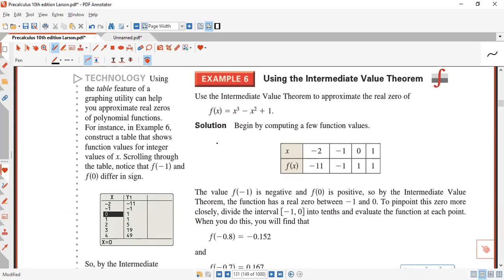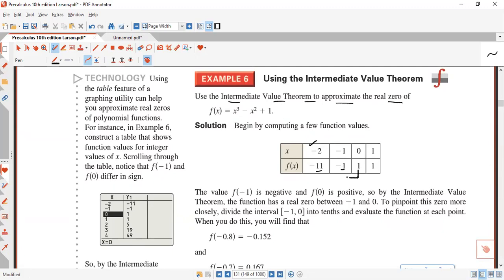You may get the idea clear from this example 6. This example is asking to use the intermediate value theorem to approximate the real zeros of f of x equal to x minus 1. We don't know what its real zero is, and we are not solving analytically. But we can put in some points randomly. If I put -2, the function will give you a negative value, and if I put, let's suppose, -1, it is again giving me a negative value, and if I put 0, this function is giving you positive.